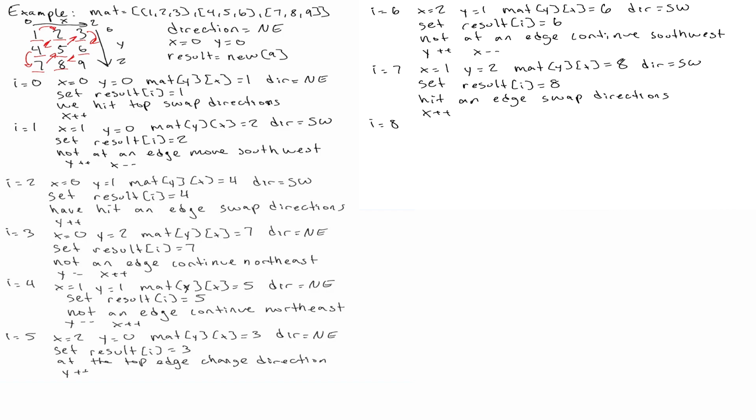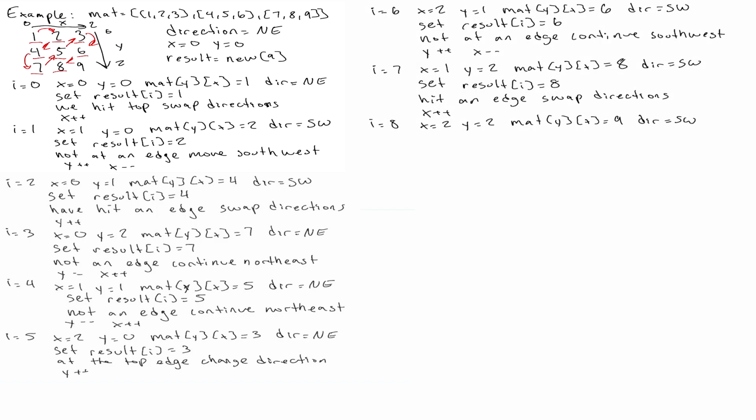Now for i equal to 8, our x is equal to 2, our y is equal to 2, and our mat of yx is equal to 9. Our direction is southwest. Now we have basically gone from our 8 straight over to the 9, which is going to be the last one. So once again, we'll go ahead and set result of i equal to 9.